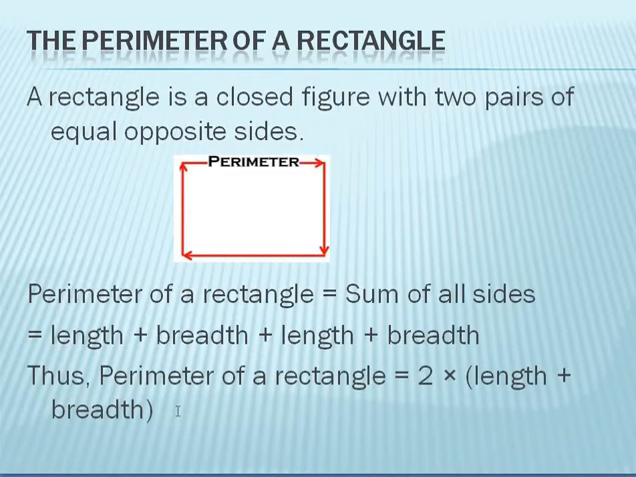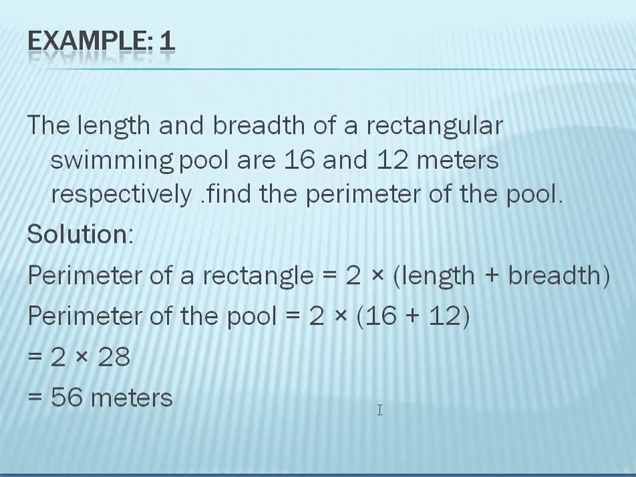Now the perimeter of a rectangle, the formula is length plus breadth plus length plus breadth. So 2 times (length plus breadth). Now example: length and breadth of a rectangular swimming pool are 16 and 12 meters. Find the perimeter. Formula: 2 (length plus breadth), 2 (16 plus 12). 16 plus 12 is 28. 2 28s are 56 meters.